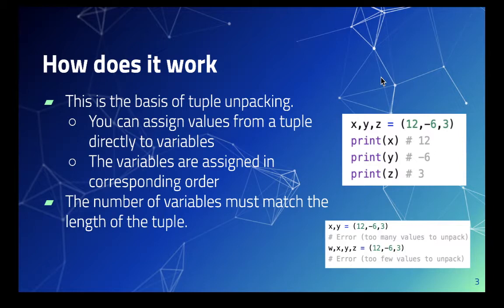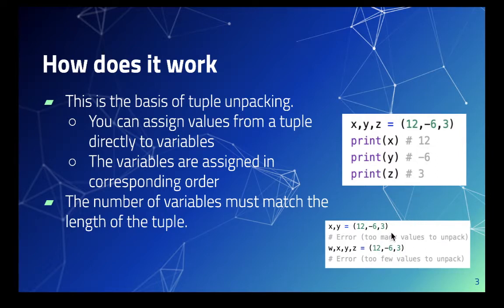Well, the basics of tuple unpacking is that you can assign values to variables directly from a tuple. Here in this image we have three variables, x, y, and z, and a tuple with three elements, 12, -6, and 3. When Python sees a tuple, it will unpack the values one by one into the corresponding variables. So 12 goes to x, -6 goes to y, and 3 goes to z. Note that if you had just one variable, it would treat it as a tuple itself. This is why when we print x, we get 12, when we print y, we get -6, and when we print z, we get 3.